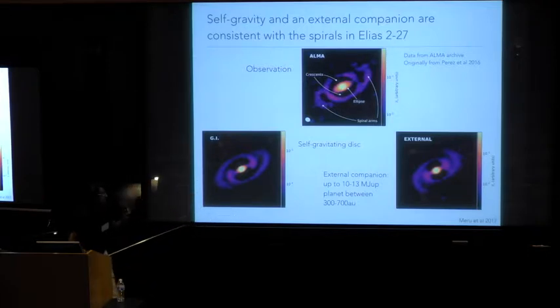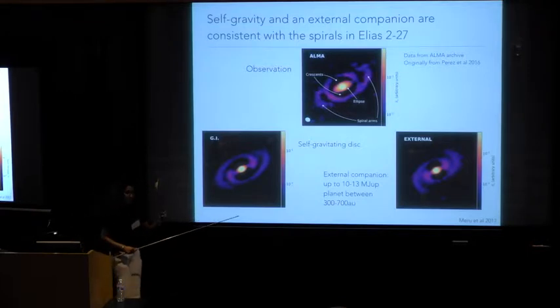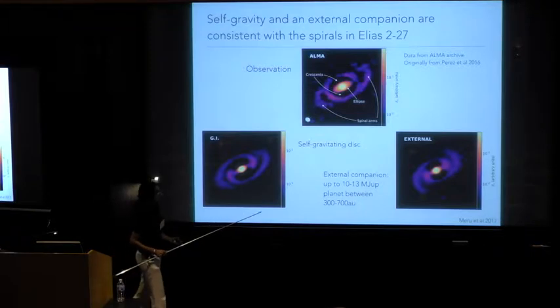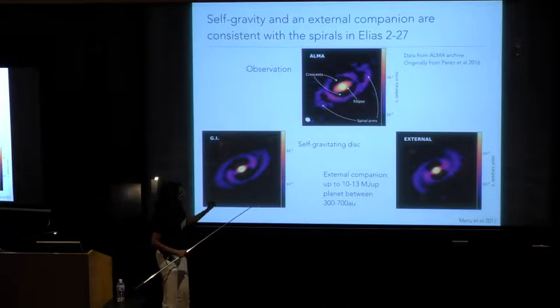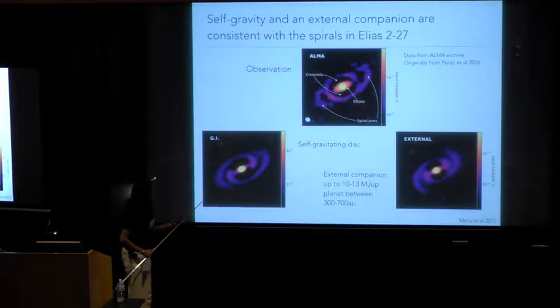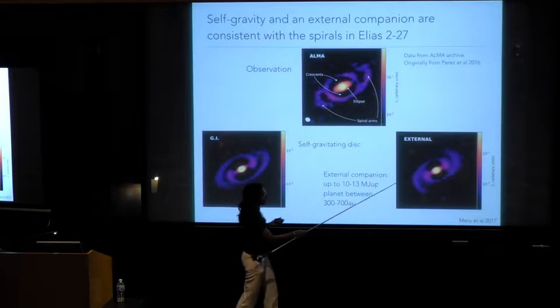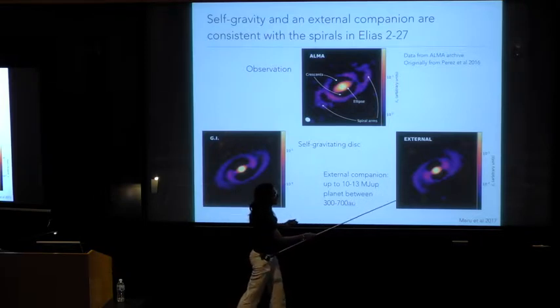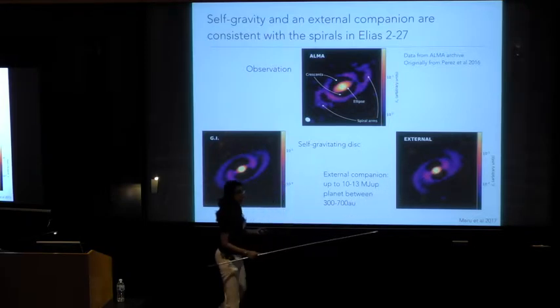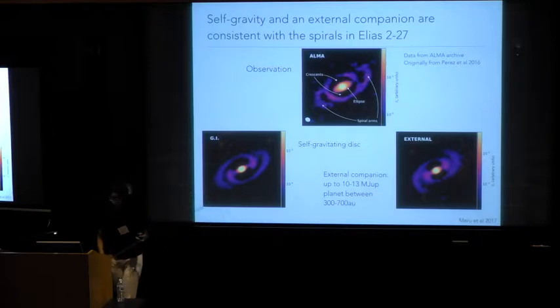What we were trying to do was just generally try to match some of the features, but not go into detail of the exact kind of disk properties. But you can see that we're able to reproduce these spiral arms with a gravitationally unstable disk. Although that's not the only solution, we were able to see that you could, in fact, form these spiral arms with an external companion, a large planetary mass companion.